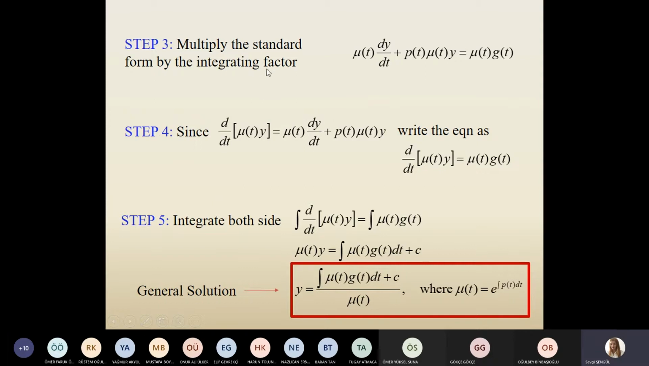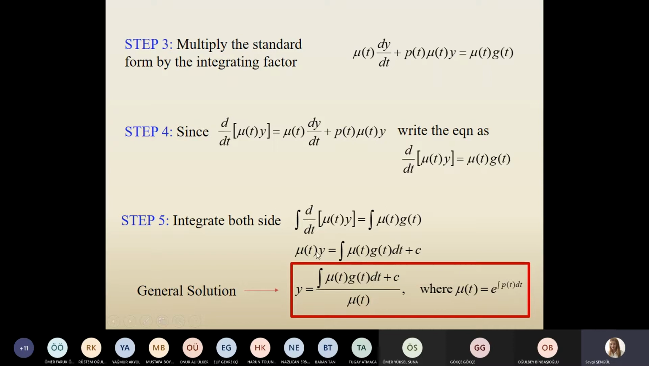Multiply the standard form by the integrating factor. Once you do this, it is always the case that your left-hand side will be the derivative of mu of t times y. That's why we are multiplying our equation with that integrating factor, because our left-hand side will always be the derivative of mu of t y. And the right-hand side is mu of t g of t. After that, since you are trying to find y, your dependent variable, to solve your differential equation, what you need to do is take the integral of each side. The integral of the derivative is going to cancel each other.